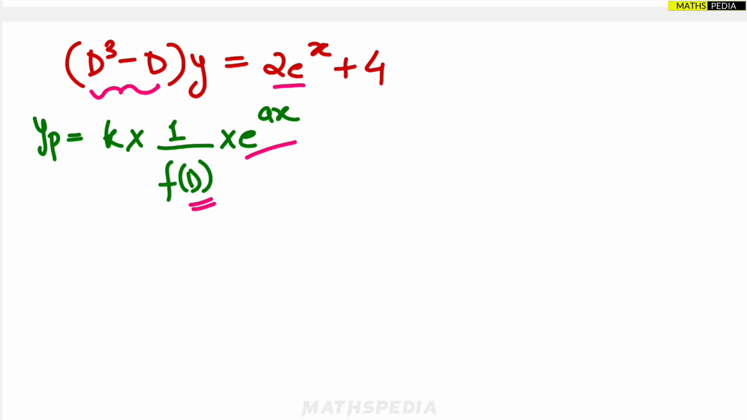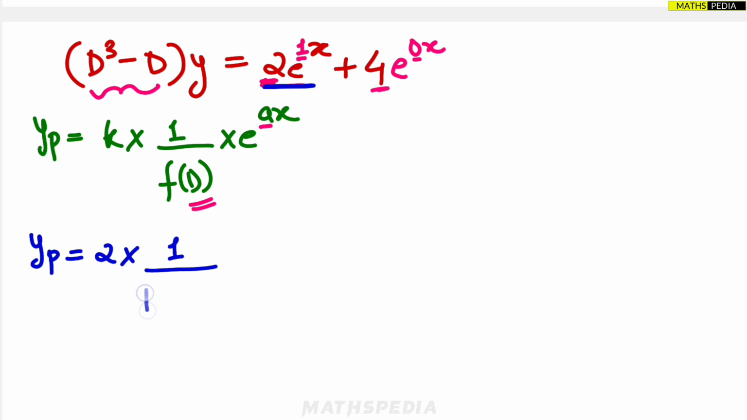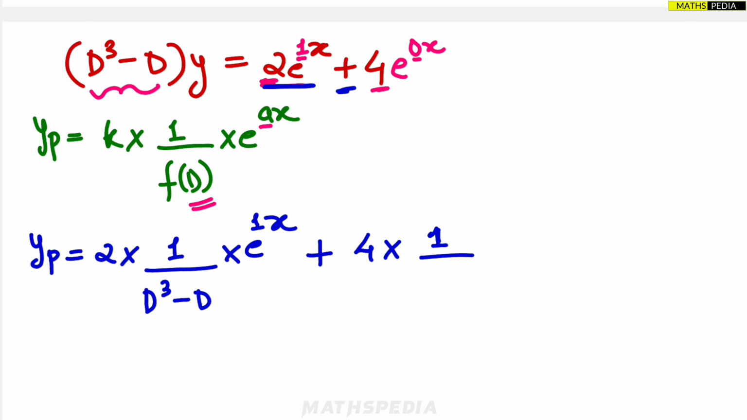So yp is equal to, first function I will take 2 into 1 divided by f of d, that is d cube minus d, into e power x, or 1x if you want you can write, plus sign is there, 4 into 1 divided by d cube minus d into e power 0x. Okay.